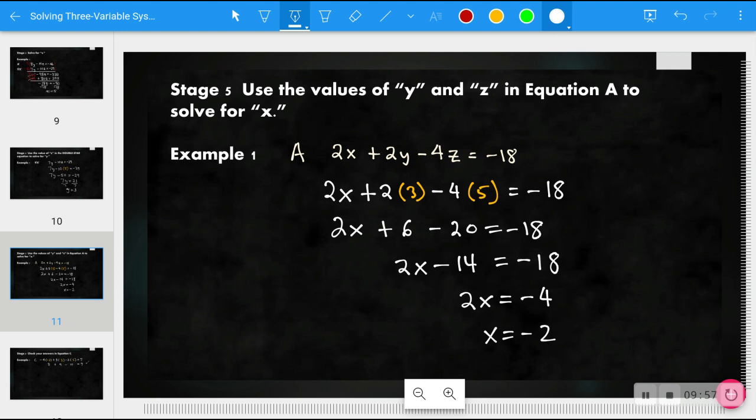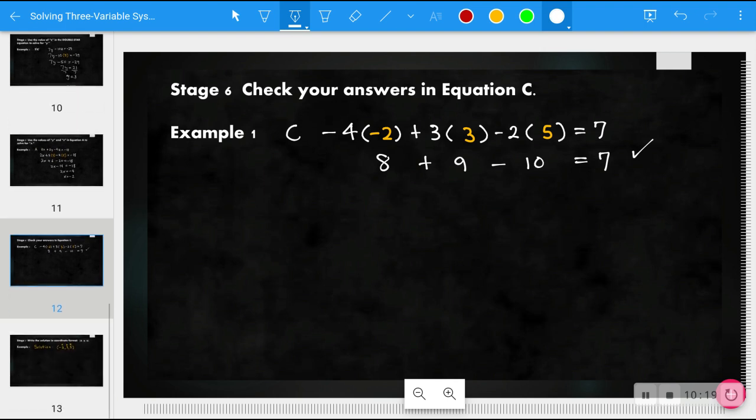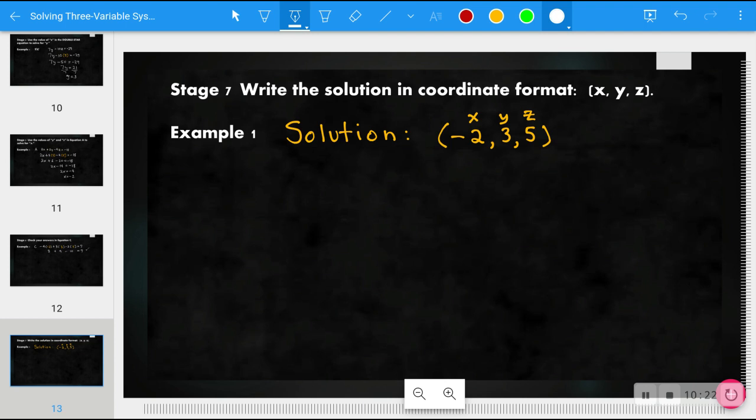Okay, the only thing that's left here is a little bit of checking and some formatting. You should plug the values into equation C. That's not the one you just used. You used equation A to find the last value. You should switch to one of the other ones. I use equation C when I do this. And it does check. You can read the work there. And then you finally put the answer in coordinate format with the x first, the y second, and the z following, commas separating, and parentheses around it.